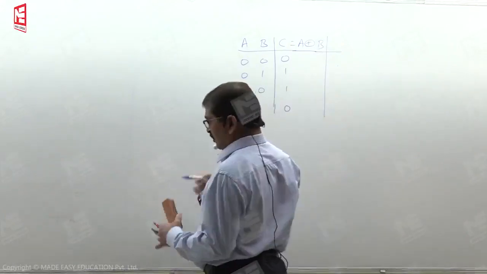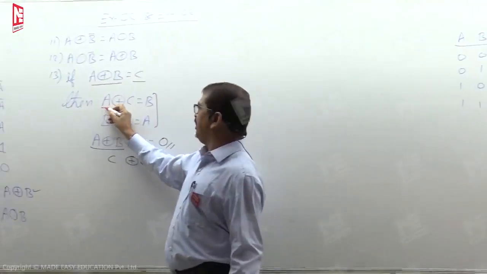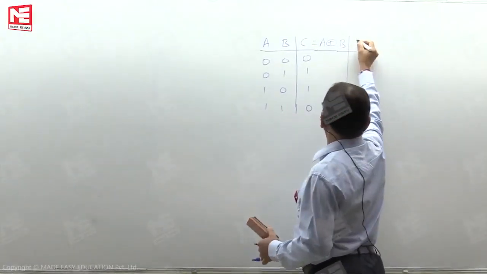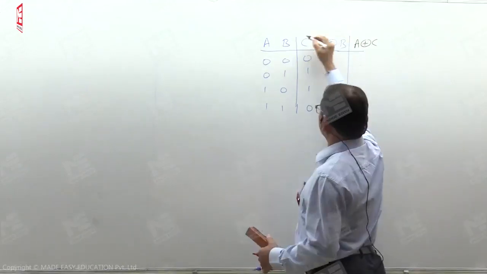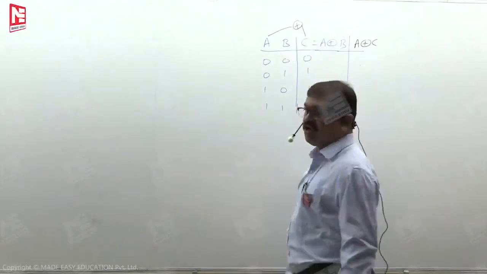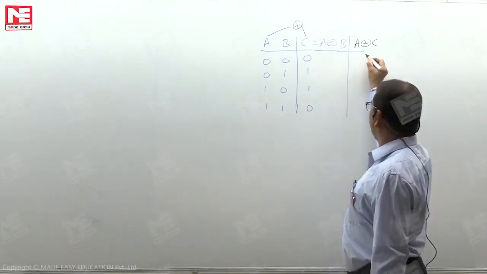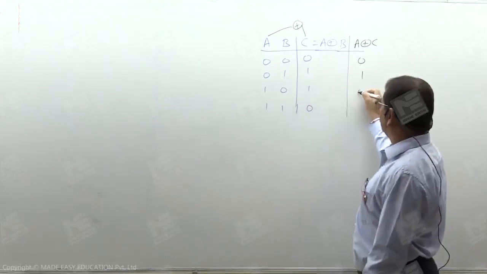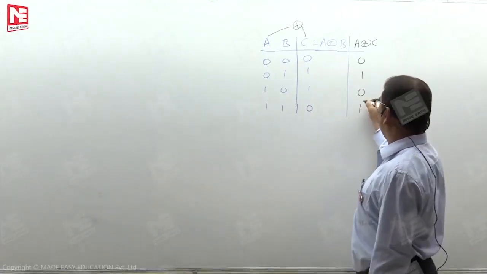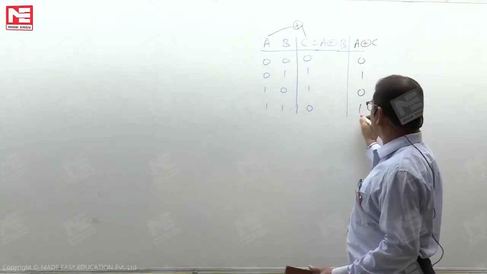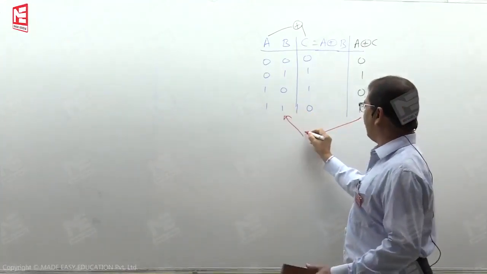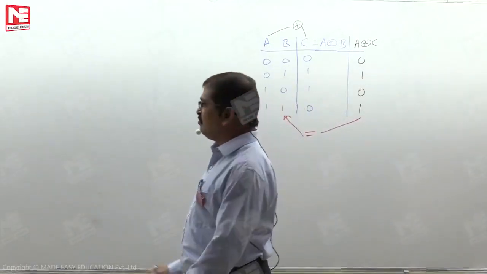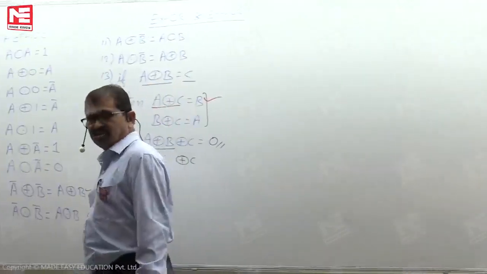Later, take the expression A exclusive or C. It is nothing but XOR between the first column and the third column. 0 XOR with 0 is 0. 0 XOR with 1 is 1. 1 XOR with 1 is 0. 1 XOR with 0 is 1. So this result is coming the same as column B. Once this result is the same as column B, then what we mentioned is true.